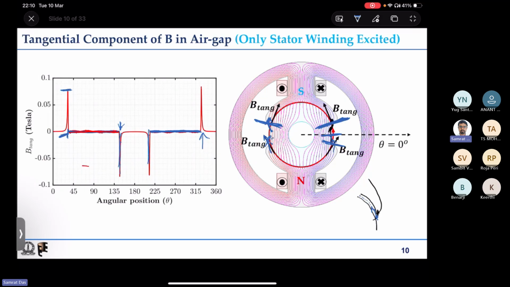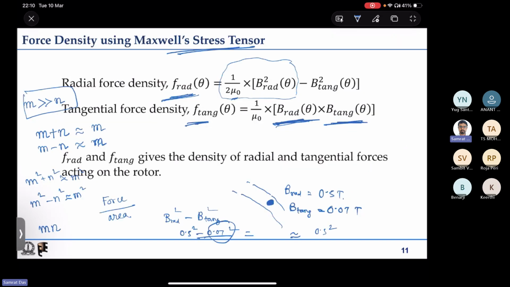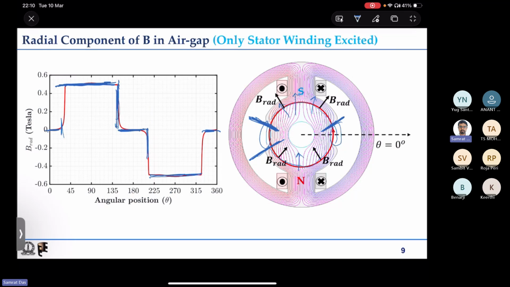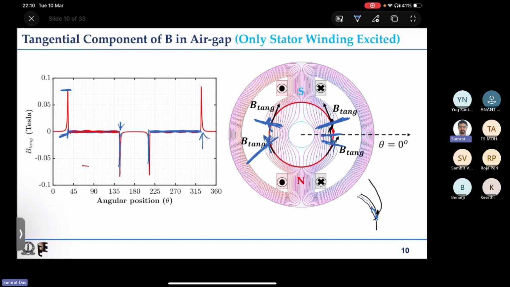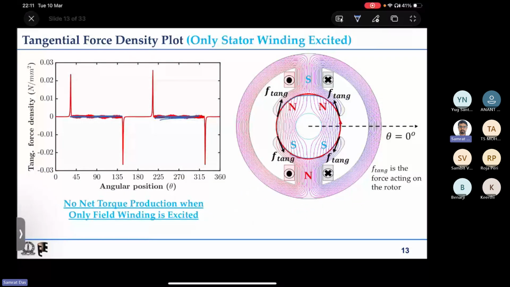So again at this edge we expect some positive tangential force, and on the fourth edge we have radial flux density as some negative value, and here the tangential flux density is some positive value. So at this edge we expect some negative value. So what do we expect? Positive, negative, positive, negative. That is what we expect. Let us see that. Positive, negative, positive, negative.